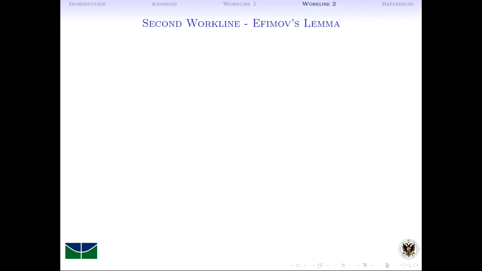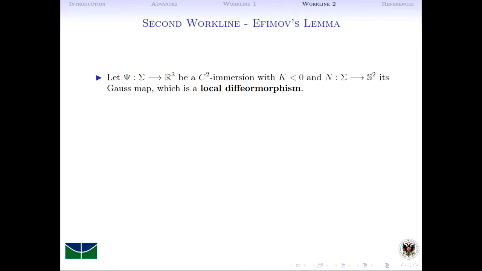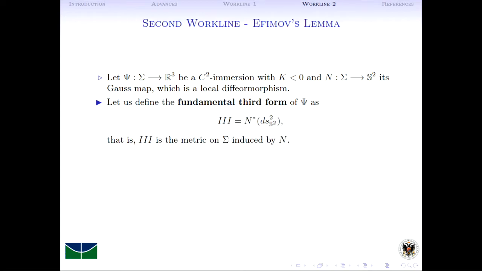In order to understand this lemma, I'm going to introduce some concepts. In the first place, consider an immersion in R3 with negative curvature and its respective Gauss map. Define the third fundamental form as usual, as the pullback of the metric induced by the space on the sphere. It is just the induced metric from the sphere on the surface.